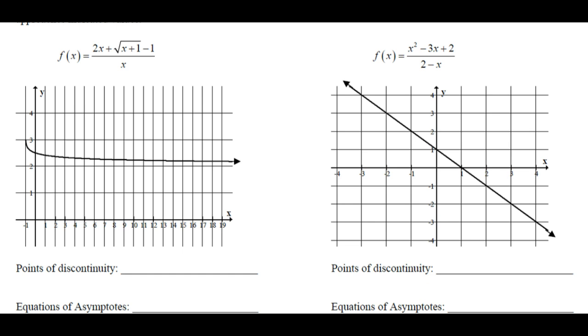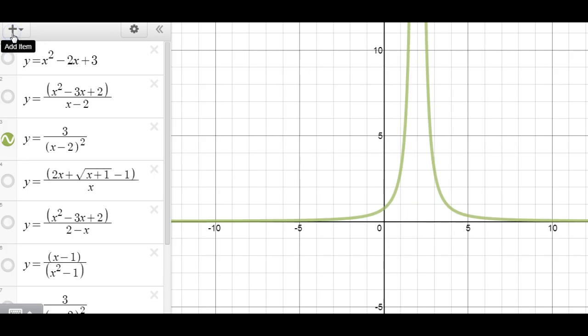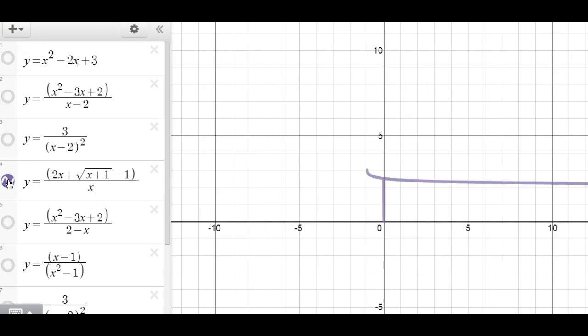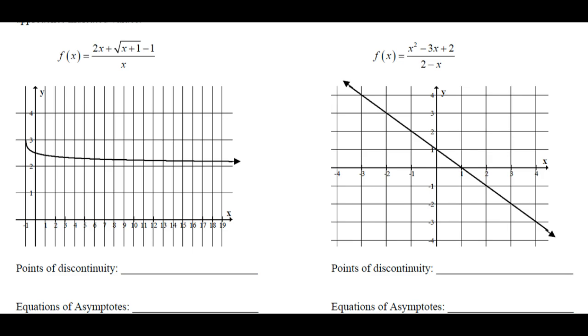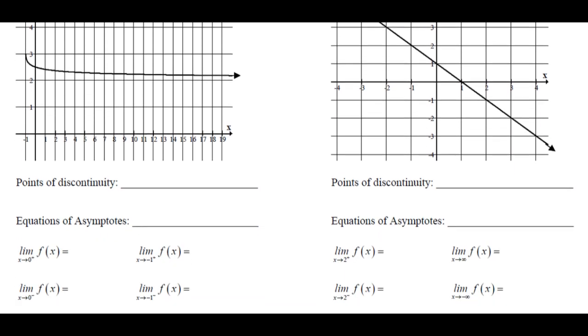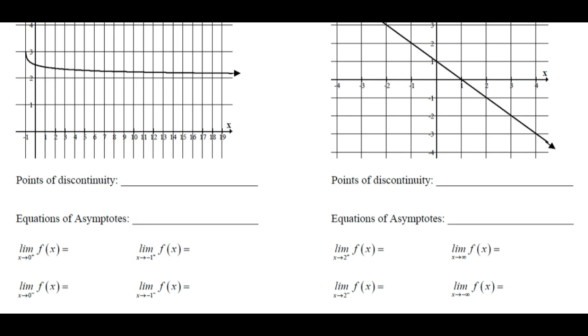Okay, so here's the first function, 2x plus root, did I do this one? No, actually I did this one here. So the decimal does something a little bit weird here. If I trace points, at 0 it's undefined. There are limitations to our technology, but that's kind of what that looks like. So what is our point of discontinuity? 0. Okay, so it'd be 0 and 2.5.